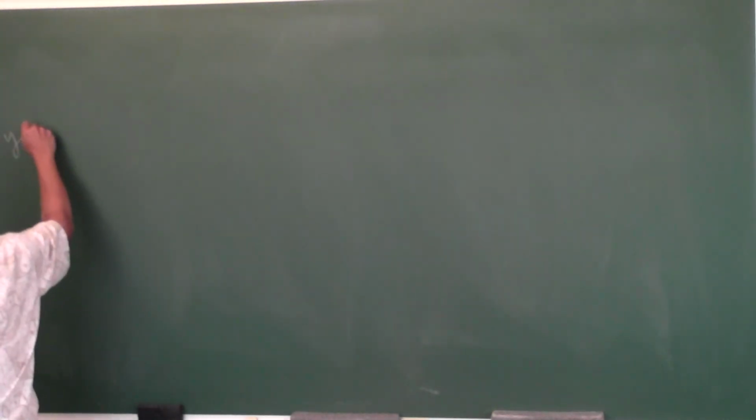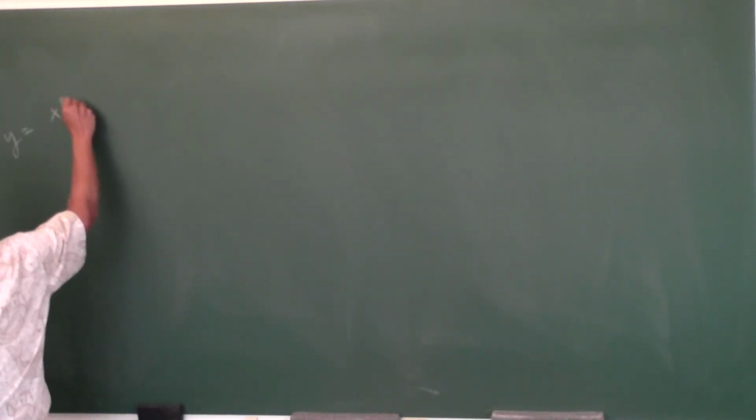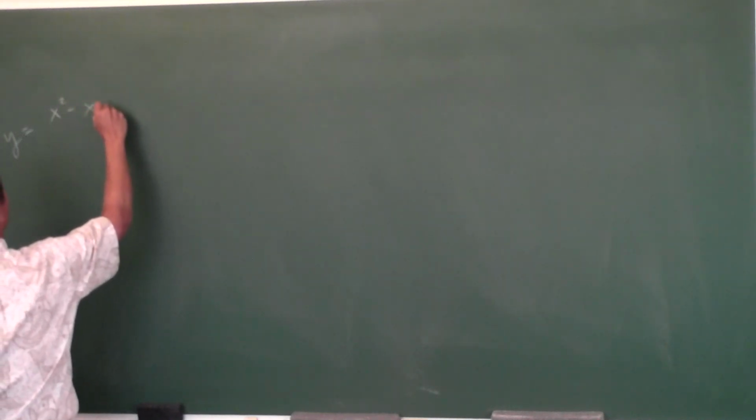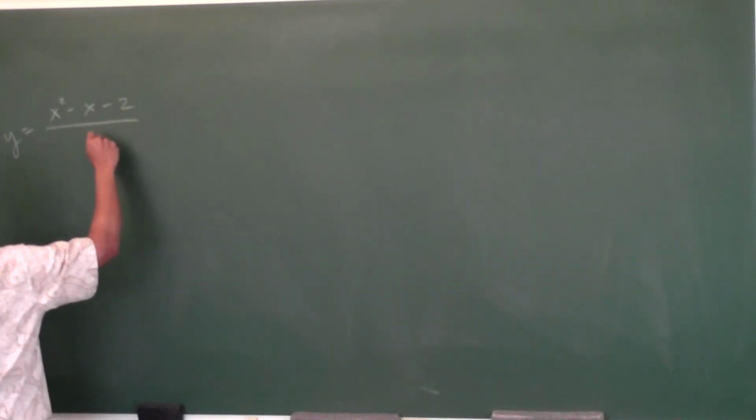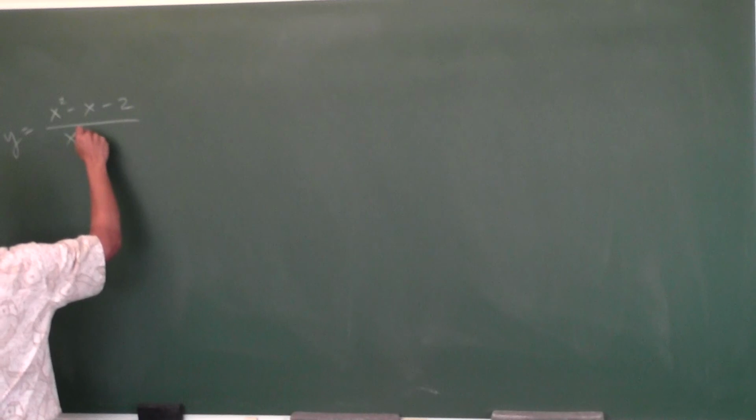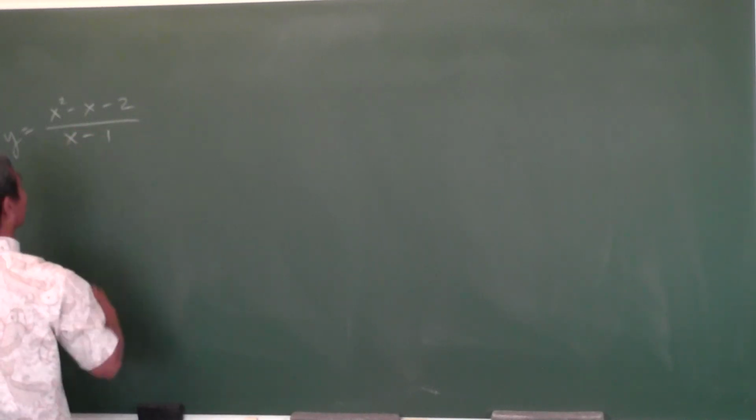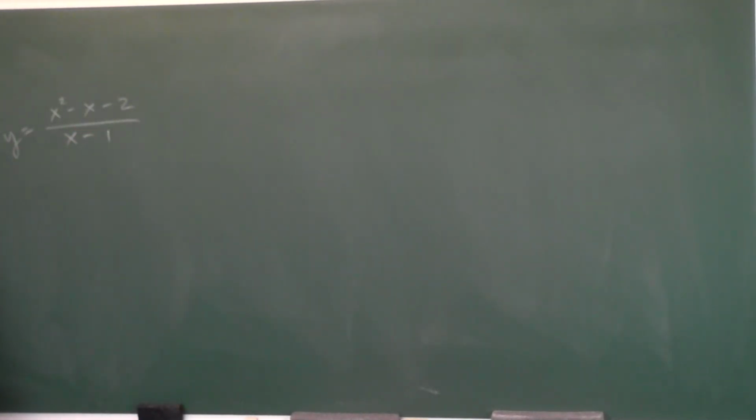Okay, so y equals, let's do something, x squared minus x minus 2 all over x minus 1. First of all, if I factor the top, will it cancel the thing on the bottom? No. Okay, so why don't we just leave it like this? Or I guess you could factor it.